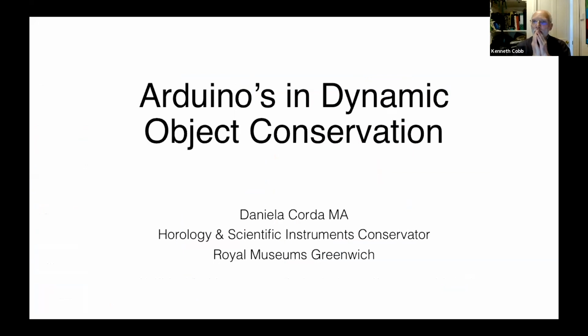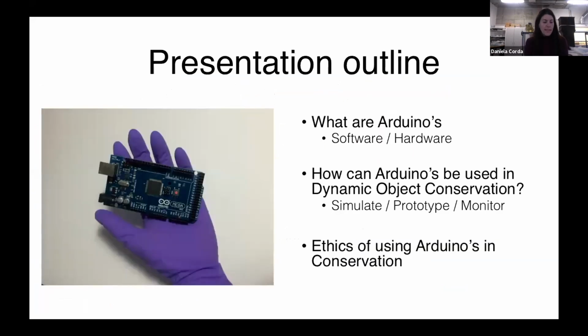My name's Daniela, and I'm the Horology and Scientific Instruments Conservator at the Royal Museums Greenwich. This museum group encompasses the National Maritime Museum, the Royal Observatory, the Queen's House, and the Cutty Sark, all based in Greenwich, London. In this 10-minute presentation, I'm going to talk about my research into the use of Arduinos in the context of dynamic object conservation. This topic formed the basis of my master's research project, which I completed at West Dean College in 2017.